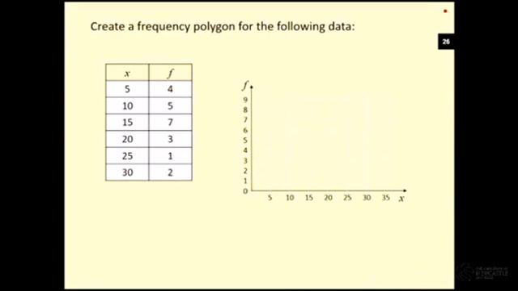Again, incredibly predictable question for us. We've just got to know, a resource sheet will do, a polygon is the joining the dots things. A frequency histogram is the boxes. That's it. So I'll still start them off exactly the same way. 5 happened 4 times there. 10 happened 5 times. 15 happened 7 times. 20 happened 3 times. 25 once. And 30 happened twice. But instead of drawing boxes, all I'm going to do is join these dots.